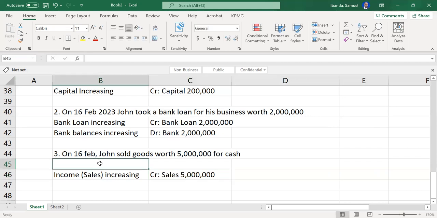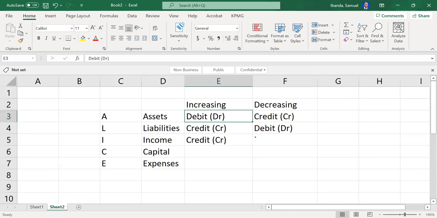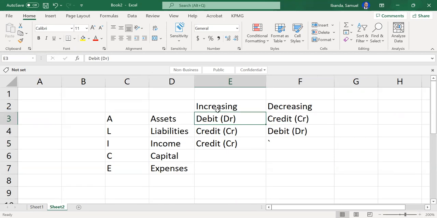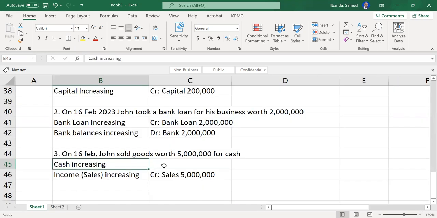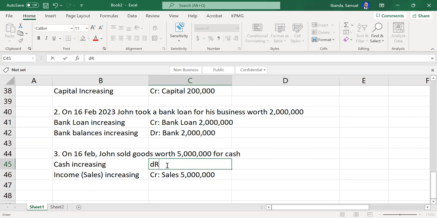In addition to this, we have an asset called cash that is increasing. Whenever you sell for cash, the other party pays, and that cash increases. So we have our cash increasing, and when assets are increasing, we debit them. So since our assets are increasing in this case, we shall debit our cash.